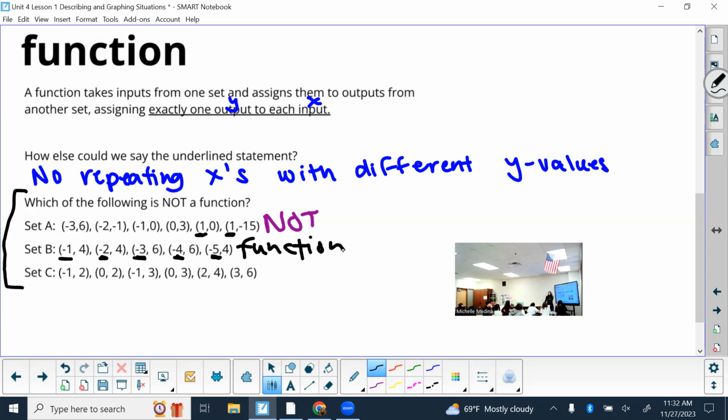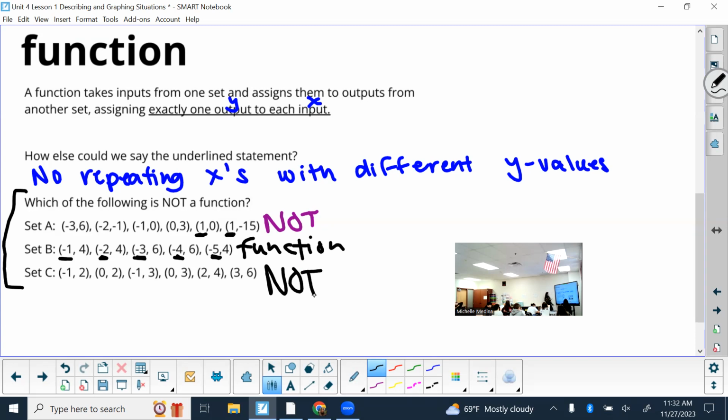So if the X's don't repeat, then that makes it easy. You don't even have to look at the Y's. Y's could all be the same for that point. Like, it just matters about the X's. So then, is set C a function? No. Mm-hmm. And what makes it not a function?